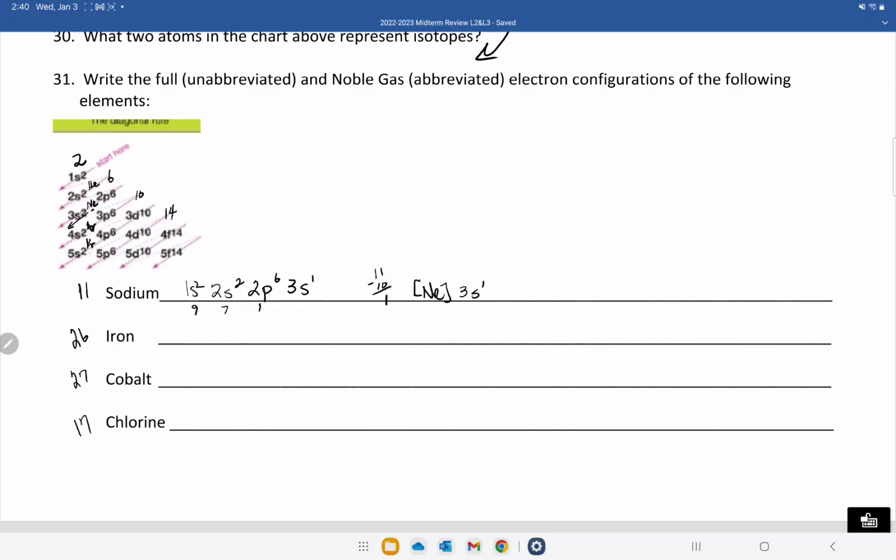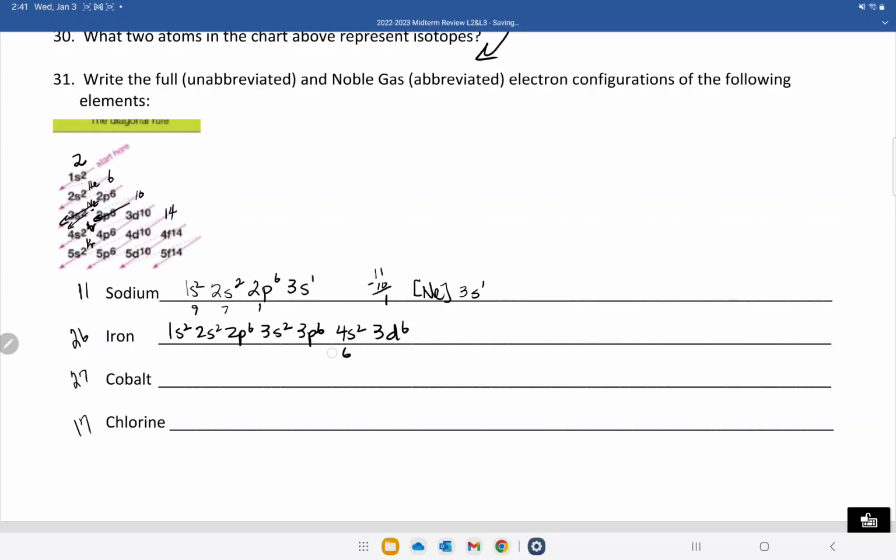Iron has 26 electrons, so it's going to be 1s2, 2s2, 2p6, which gets us to 10, so I have 16 more. After 2p6 comes 3s2. Then I go to the next one, 3p6, which means I have 8 more after 3p6. 4s2, 6 more, 3d6.